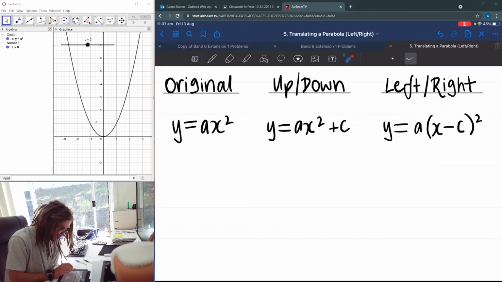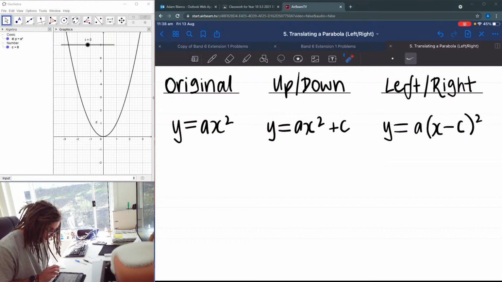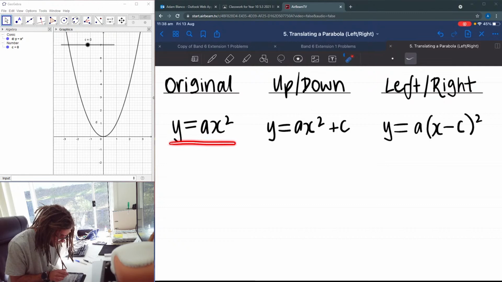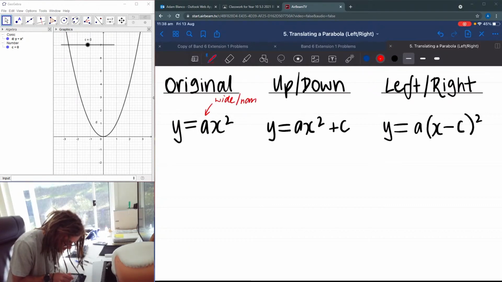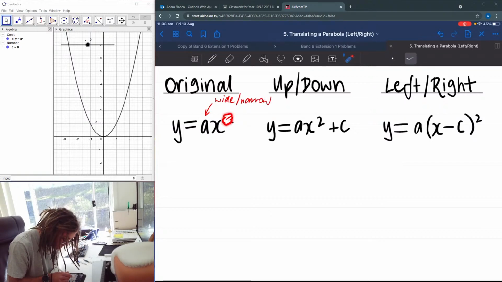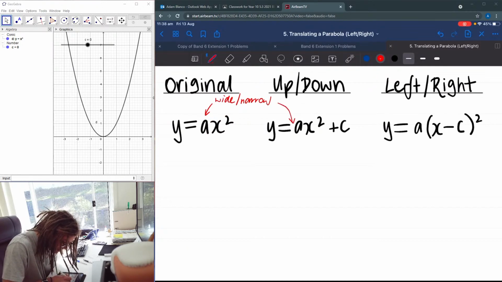But for now, I just want you to think about the 3 types of parabolas, and this is as far as we're going to go in year 10 in terms of parabolas. We will go a little bit further next year, but for now, here's our original. As long as it's an x squared, this a changes how wide or narrow it is, or you can think of it as the gradient. In a straight line, it'd have an m there, and that would be the gradient. This one's the same, that's just how wide and narrow it is. This tells you how up or down it is, but it also tells you what the y-intercept is.